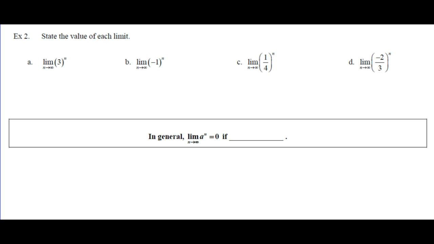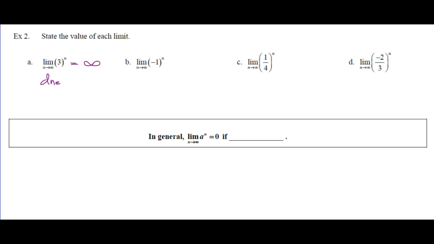State the value of each limit. Okay, the limit as n approaches infinity of 3 to the n. Where's that going? Infinity. So we could say it does not exist, or we could say infinity, right? So we know it's going to infinity.